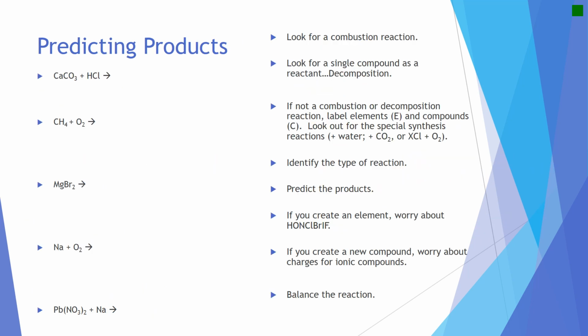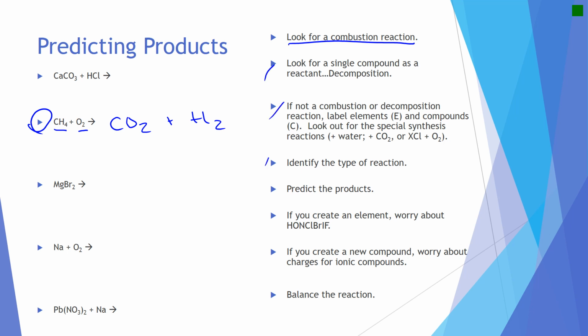So let's just try to predict some products. This page will primarily be the ones that are not the exceptions. First I'm going to look for a combustion reaction. I'm going to go through all of these, and this is the only combustion reaction I see. How do I know? Because it has that hydrocarbon plus oxygen. So knowing that, I'm going to form my products of CO2 plus H2O.